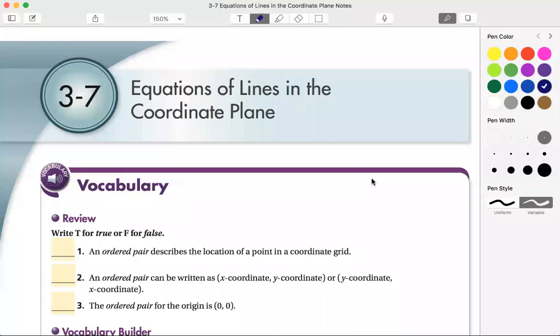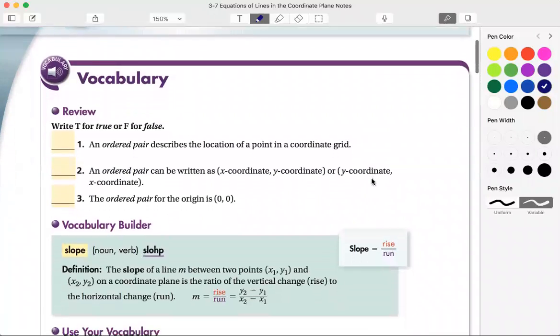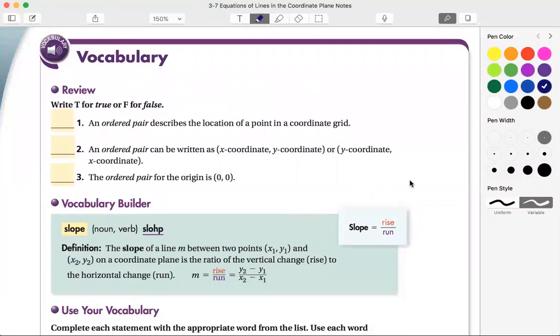All right, this is section 3-7, equations of lines in the coordinate plane. So let's review. True or false? An ordered pair describes the location of a point in a coordinate plane.